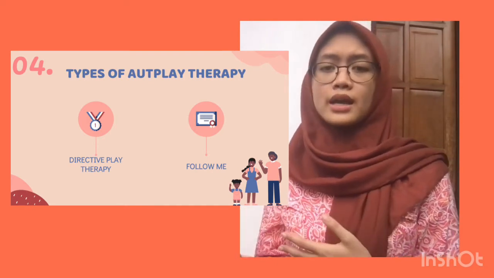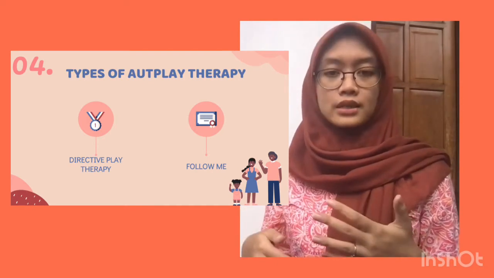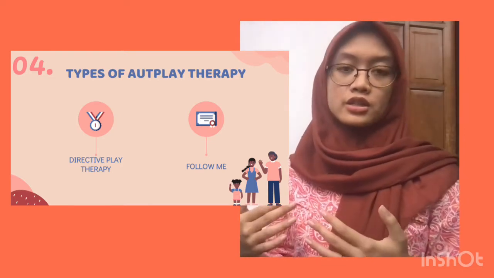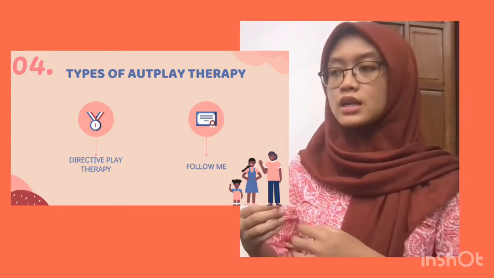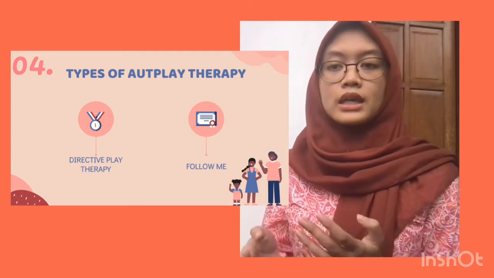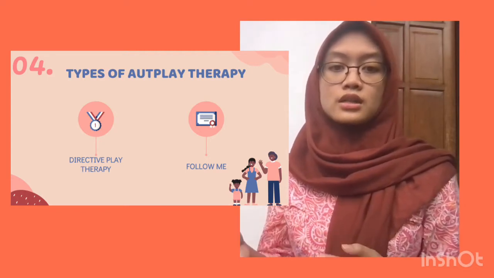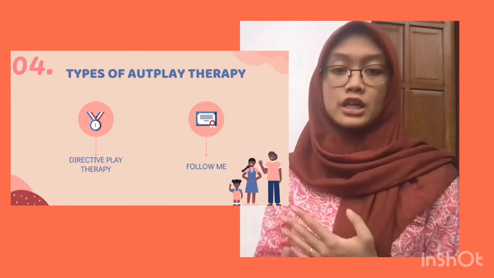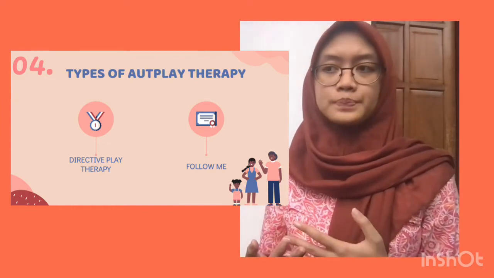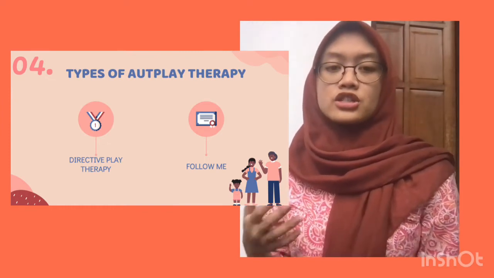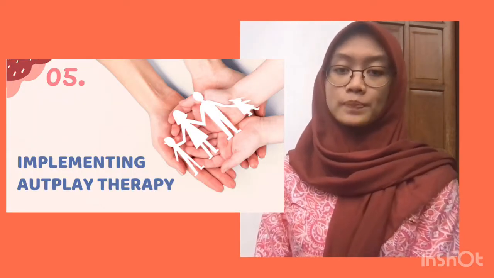While on the other hand, the follow me is the opposite. It's when the therapist or practitioner follows the child while the child does their own activities. And here the practitioner's job is to make sure the child understands what they're doing, grow communication, and develop a relationship. Well, those are the two types of Autplay Therapy. Let's go into our next subject, in which we will learn how to implement this Autplay Therapy.